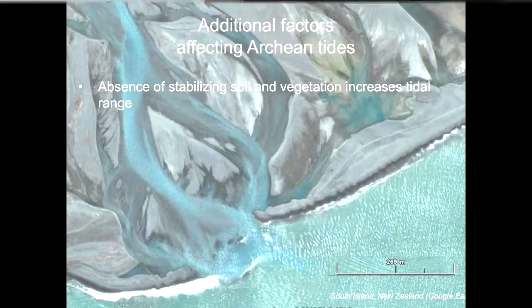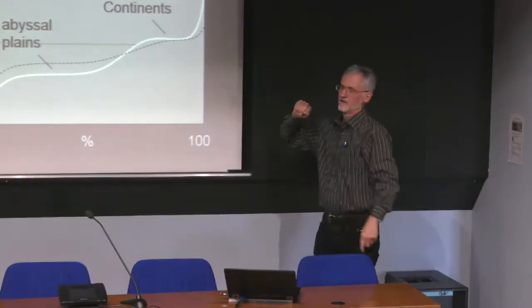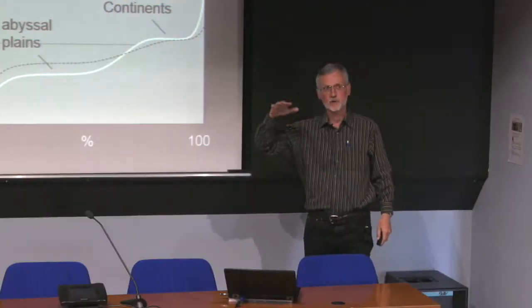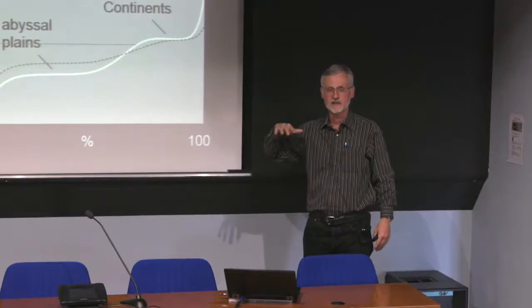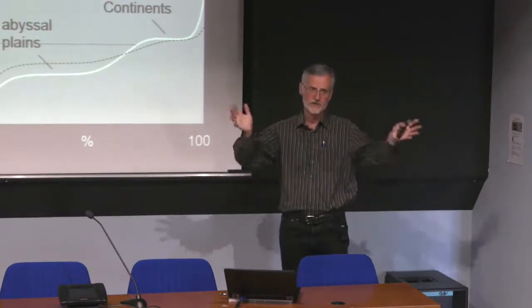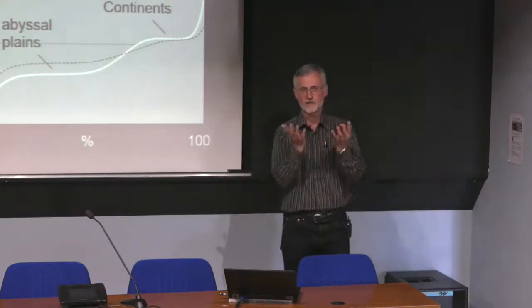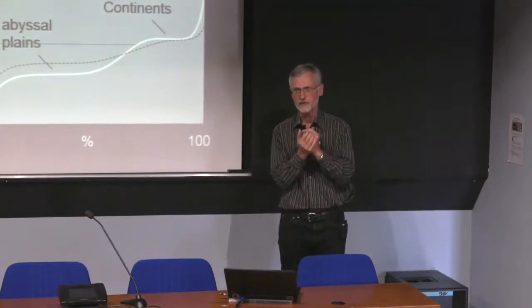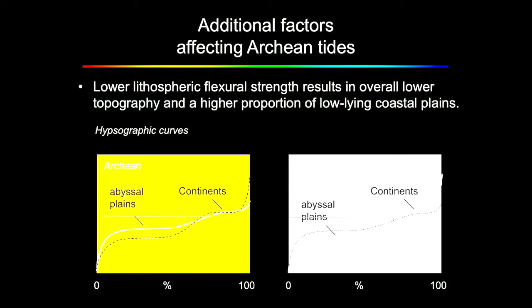And second to lastly, continental plains were probably lower and had less relief as well. Why is that? It had nothing to do with the oceans this time. It had to do with the flexural strength of the continents. Okay, continents were hotter.